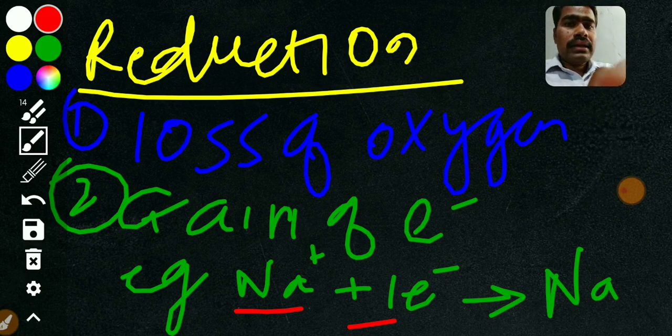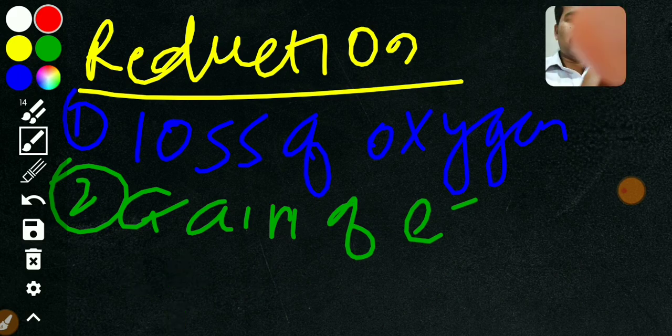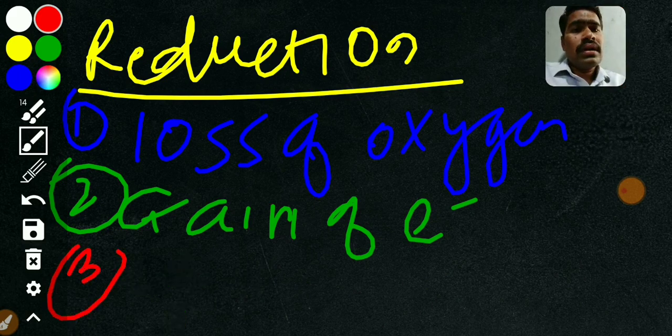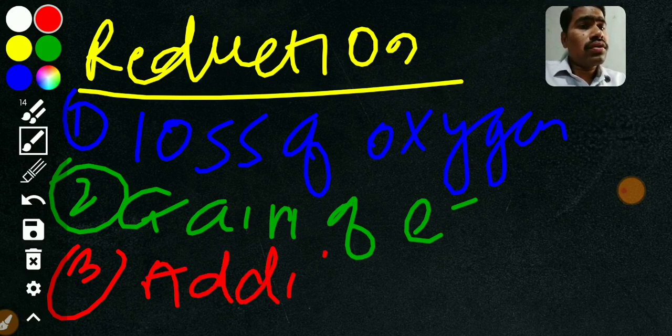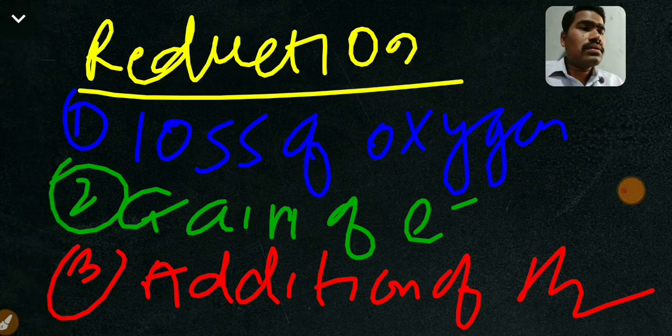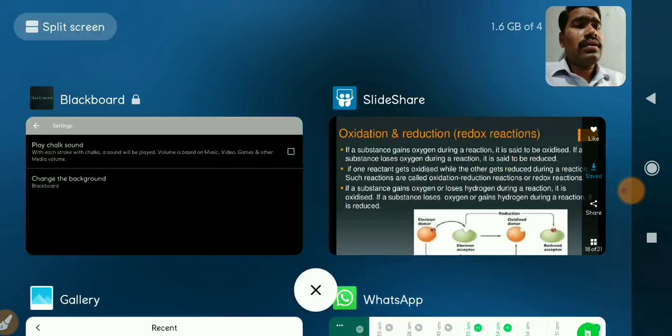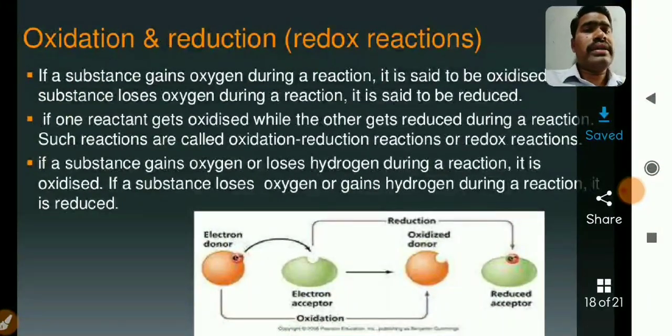And then the third type of definition is addition of hydrogen. If hydrogen is added, then also it can be called a reduction reaction. So these are the simple ways by which we can define the oxidation and reduction reaction.